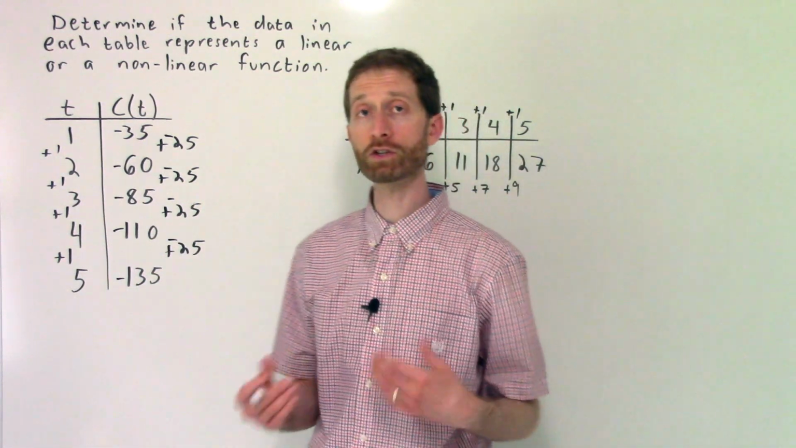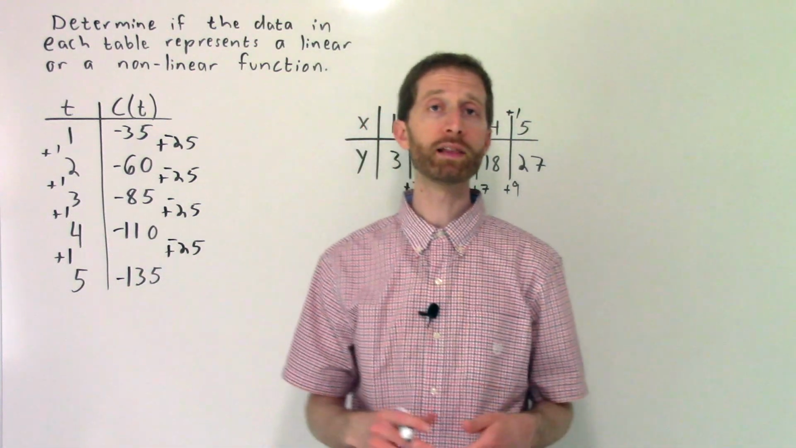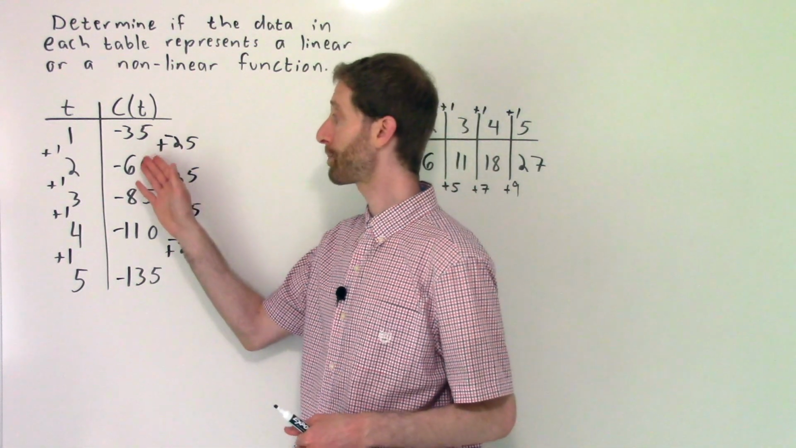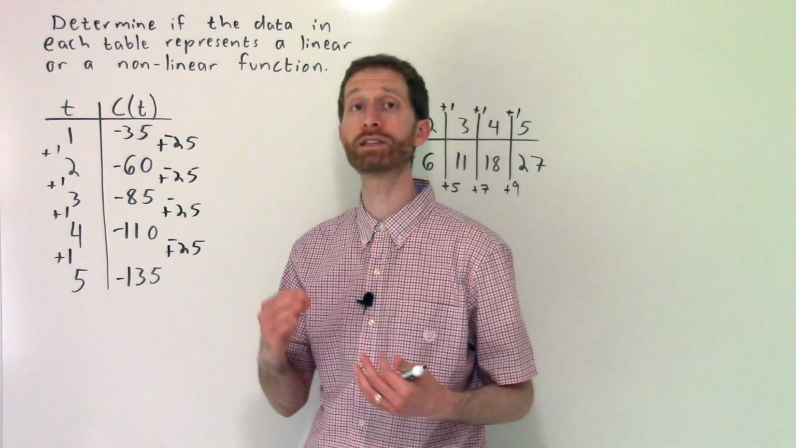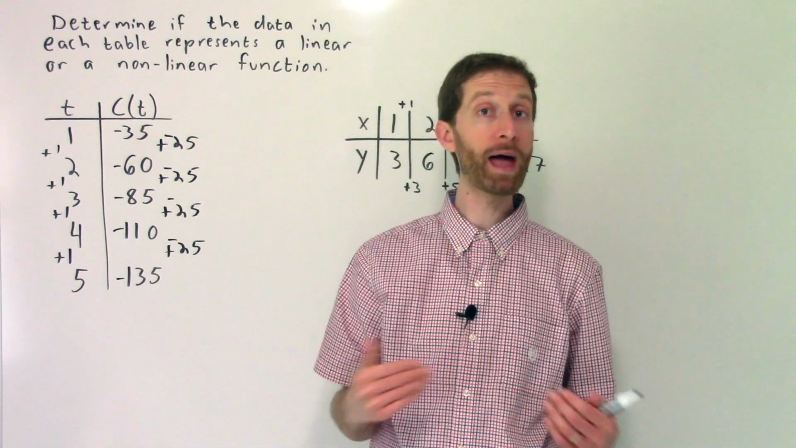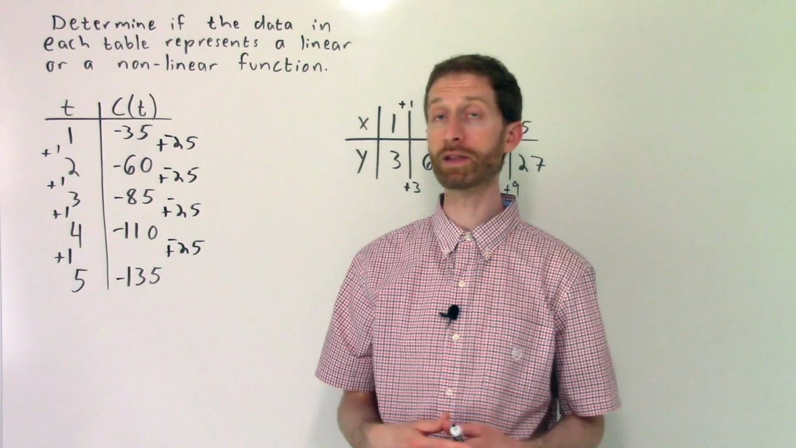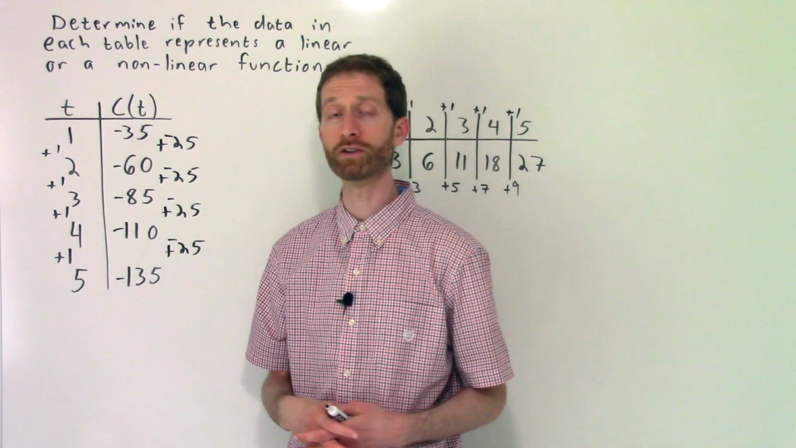That's it, peeps. To determine whether or not something's linear or nonlinear, you take a look at the data, see what the gap is in between them, and see if you have a nice consistent going up or down amount. If you do, and you're adding or subtracting by the same amount, then you know that you have linear data.